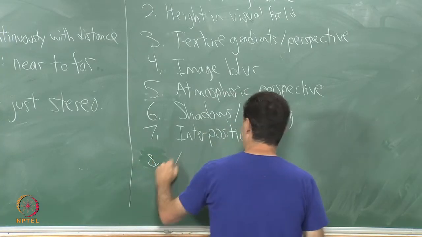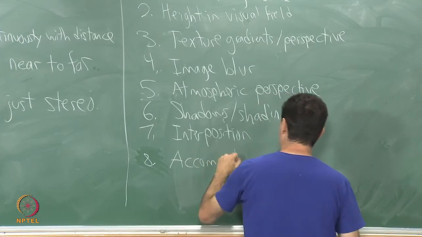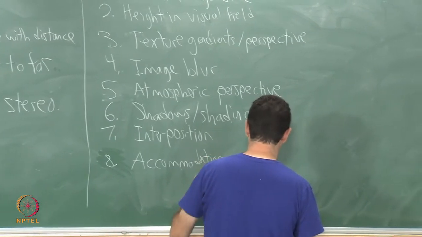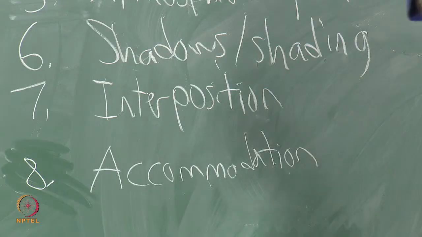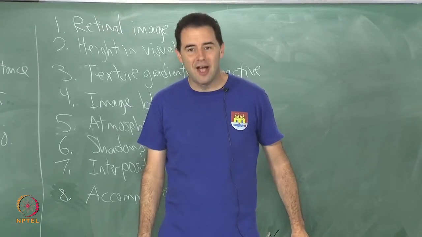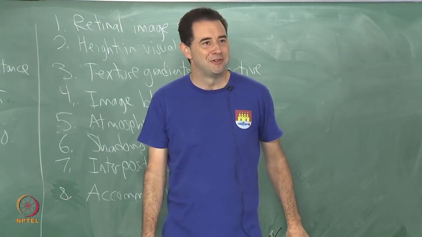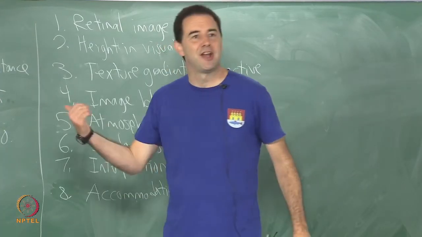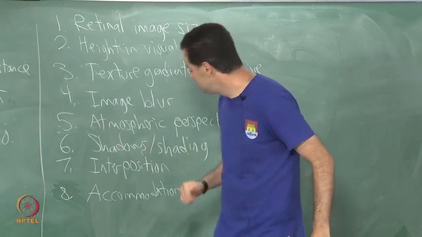Number 8, accommodation. And this we talked about before, right, is this refocusing of your eye. So just based on your brain's knowledge that your eye has had to refocus, you perceive something as being closer. Now, if you mess that up with your head-mounted display by making everything appear to be at infinity all the time, you've lost this cue.